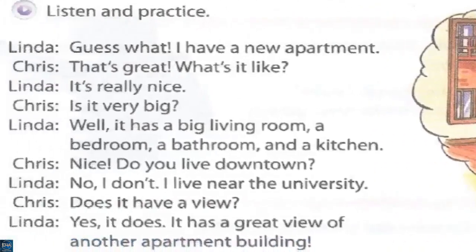Lesson. Page 44, exercise 2, conversation. My new apartment. Listen and practice. Guess what? I have a new apartment. That's great. What's it like? It's really nice. Is it very big? Well, it has a big living room, a bedroom, a bathroom, and a kitchen. Nice. Do you live downtown? No, I don't. I live near the university. Does it have a view? Yes, it does. It has a great view of another apartment building.